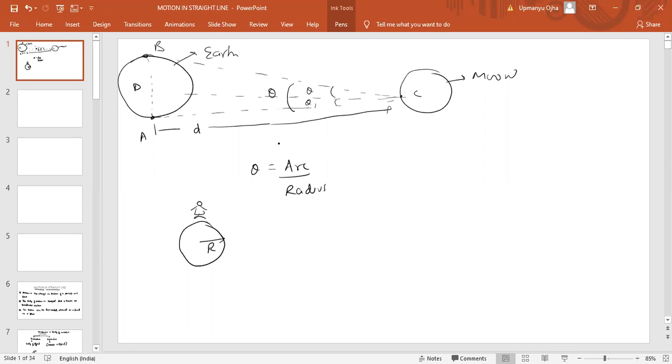So if it is a straight line, can we say theta equals D by small d? From here we can get the distance d, which is equal to the diameter of the Earth divided by angle theta. Now this theta should be in radians, and D is the diameter of the Earth, which we know.